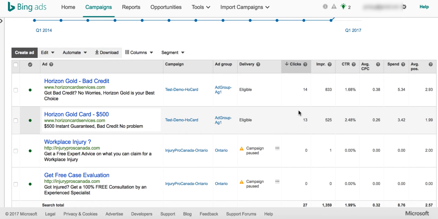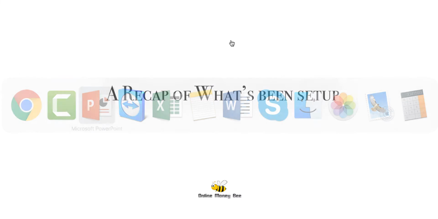If you look here, we have got 27 clicks and a good amount of impressions, with an average position of 1.99 and 2.93 for our ads, and we have spent 5.34 and 3.42. Our CTR is not bad actually. For a beginner at the first level of their campaign, 2% is not a bad CTR, and I wouldn't say it is an excellent CTR. For a beginner level, it's good enough to start with. So something is going well here, and it's a good start.